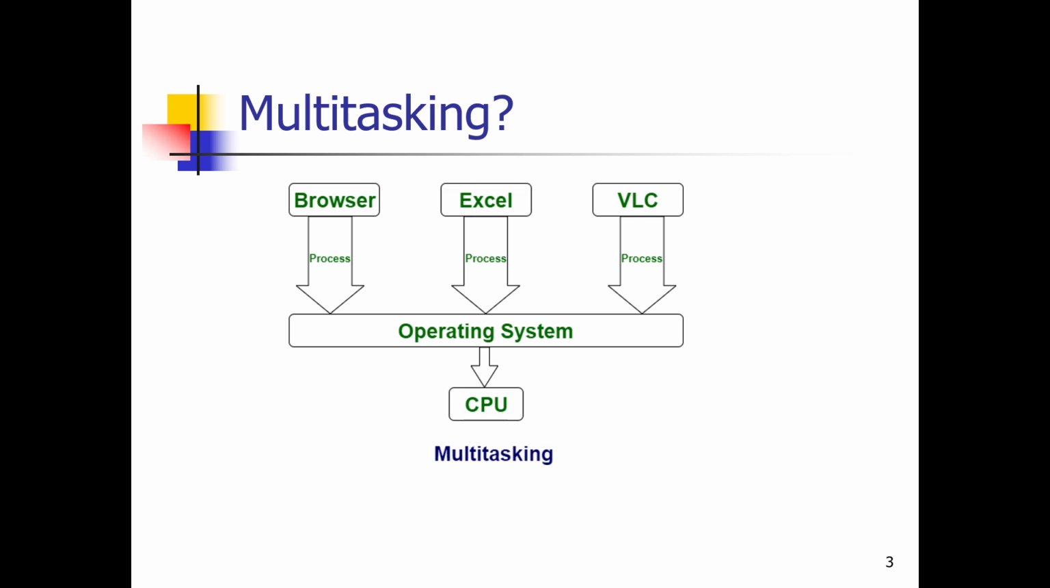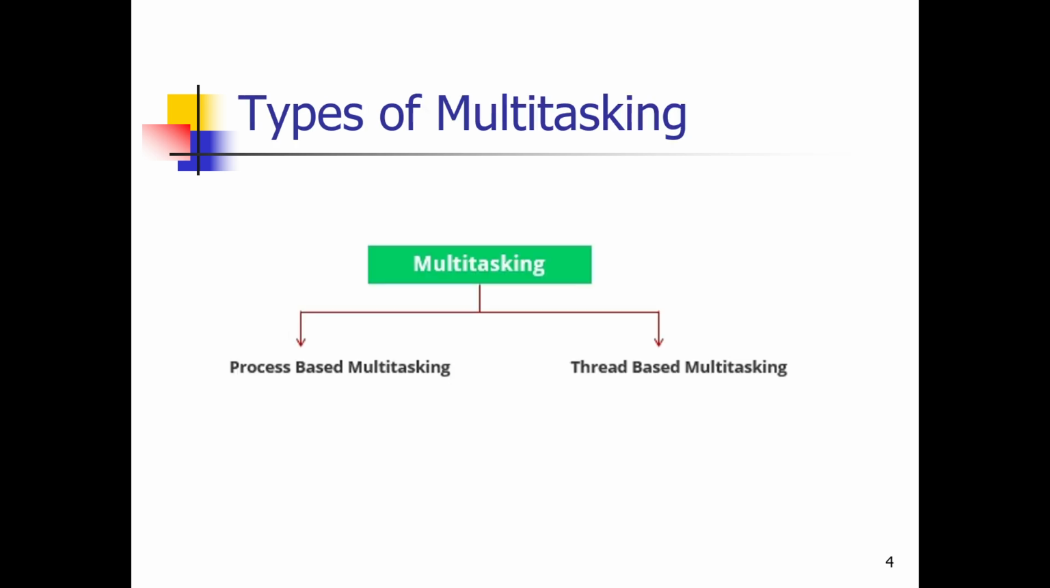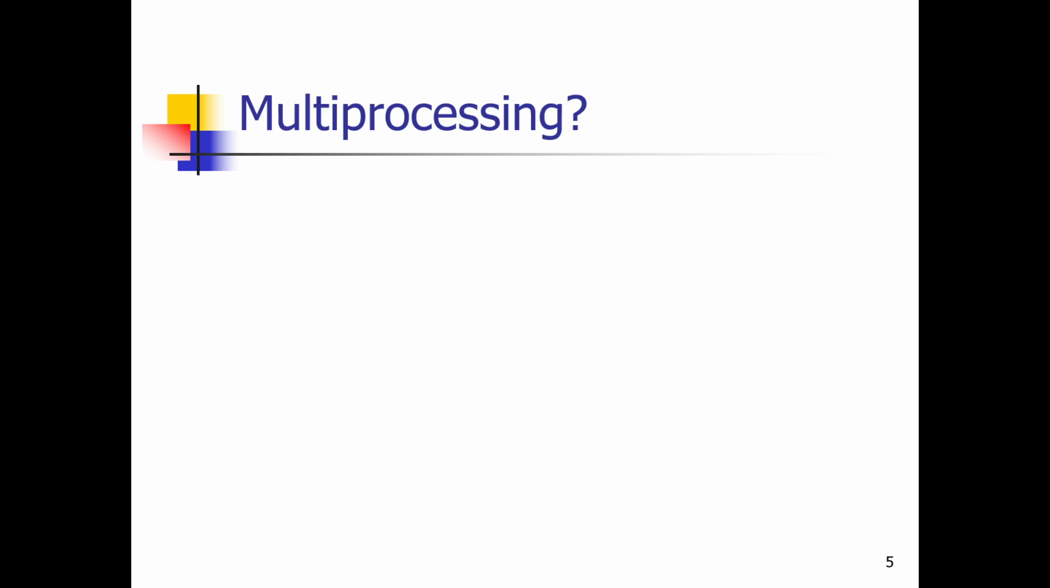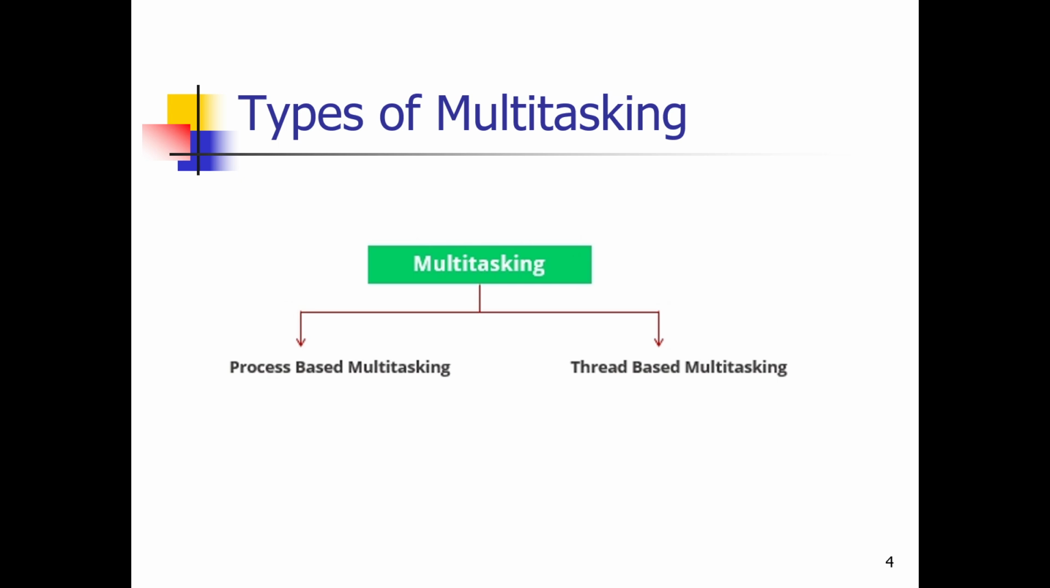It is simple. And we have two types of multitasking. One is process based multitasking, another is thread based multitasking. Process based multitasking means multiple processes run at once. Thread based multitasking means multiple threads run at a time. I will explain it.